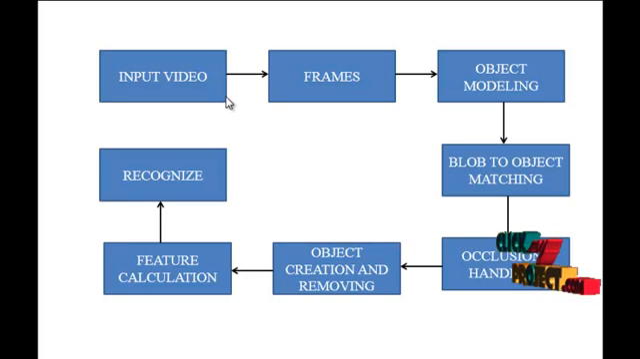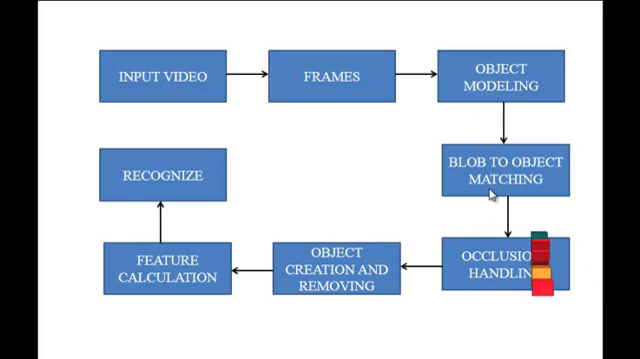This is the flow diagram of our proposed system. First we give the input video, and that input video is converted to frames, because image processing is done on frames only. After the frame conversion, we detect the object by using the object modeling technique. In this process, we extract the background from the foreground and then identify what the object is in the video. After the object modeling, we identify the foreground by using the binary images. Once object modeling is finished, it goes to blob-to-object matching.